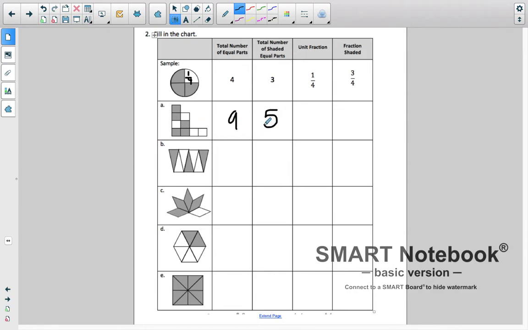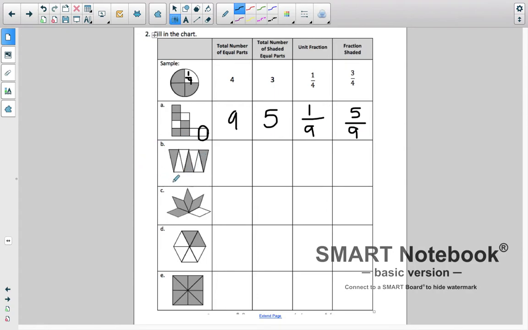Now we need to write the unit fraction. So one of these pieces is going to equal what? Well, we know that there's 9 equal parts, and one piece would be 1/9. Now let's look at the fraction shaded. Well, how many shaded parts are there? We counted 1, 2, 3, 4, 5. We know that there's 5 shaded parts and 9 equal pieces. So the shaded fraction is 5/9.